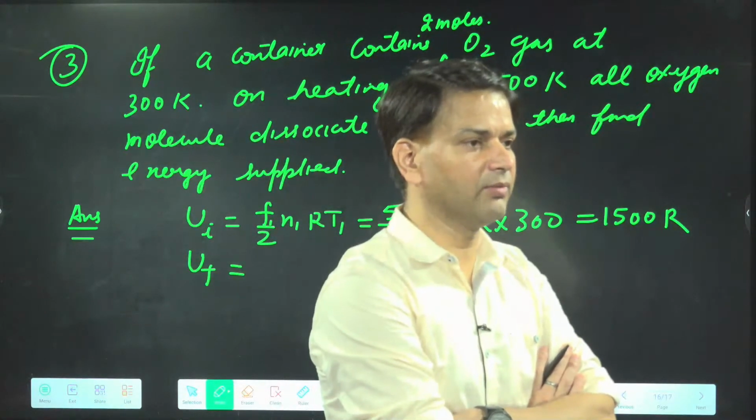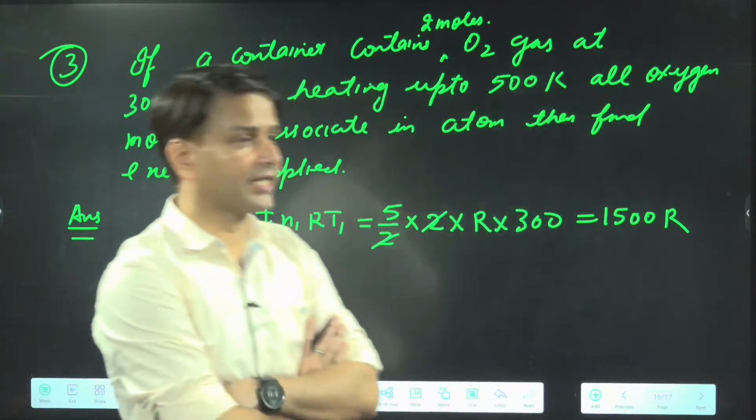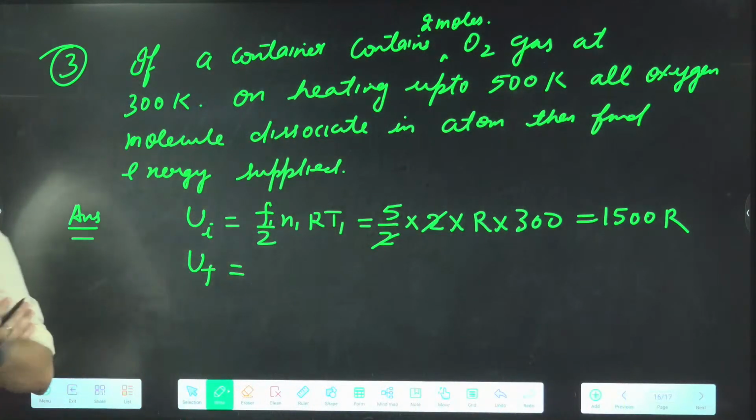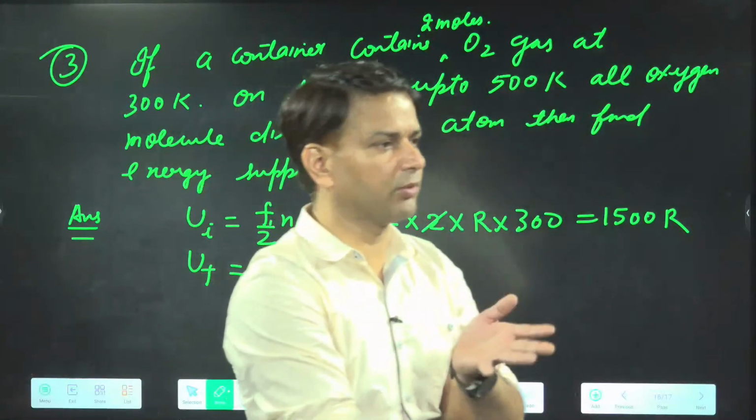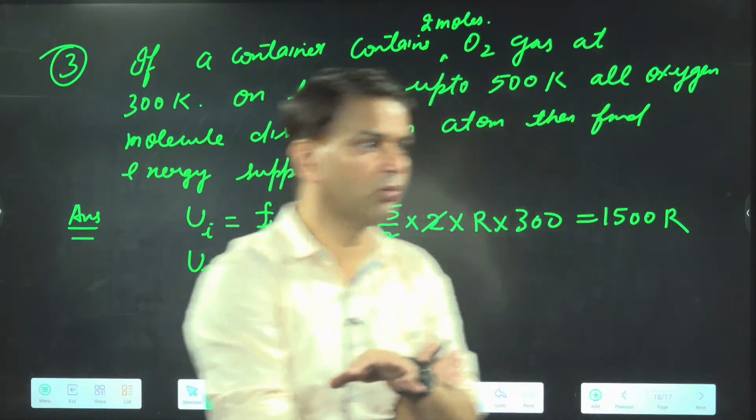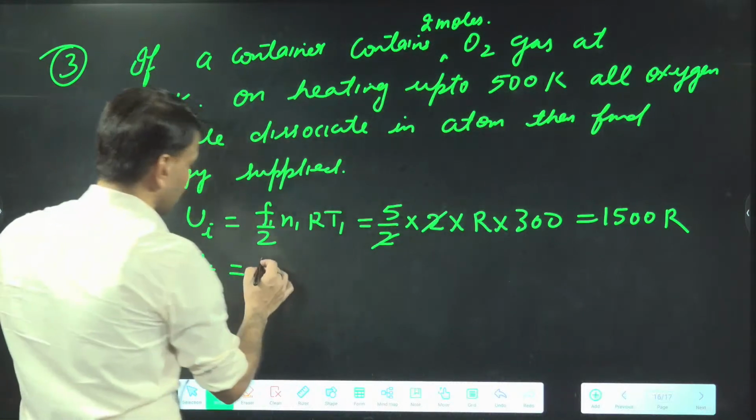What is the final mole? 4. Why? Each atom will give 2 atoms. So finally the number of molecules will become the number of atoms, which becomes double. Number of atoms becomes double, so the number of moles also gets double. So for the final mole you will take 4. Okay. So 4 by 2.